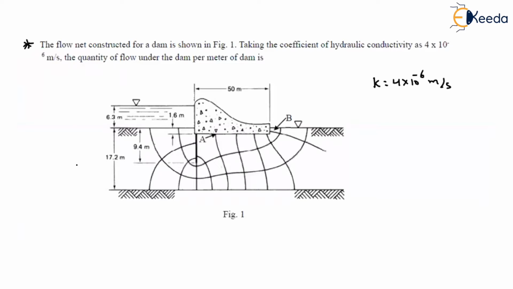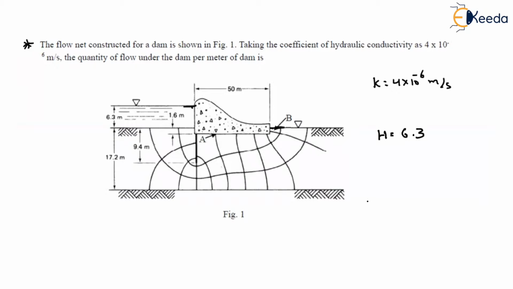In general, what is the head available? Most of the time, your head available is nothing but the difference between the water levels. Now see, this is the upstream water level and this is the downstream water level. What is the difference in head between these 2 points? 6.3 meter. So the head available is 6.3.